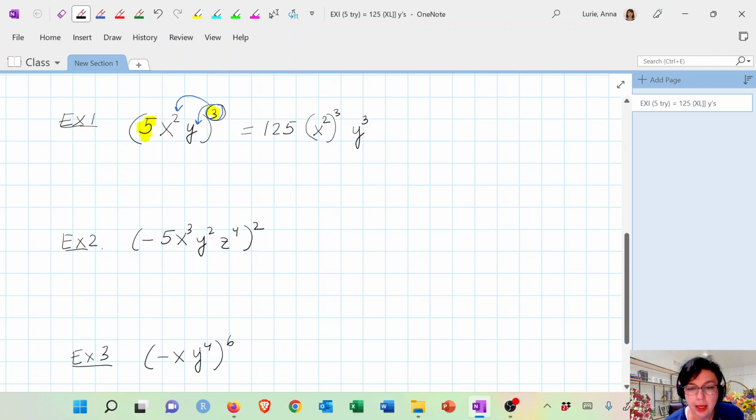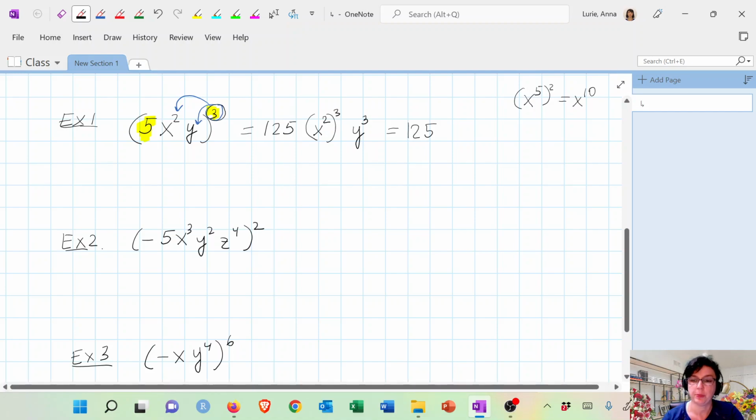Okay, and then I use a rule that you should have on your card, which looks like this. Let's say you have x to the power 5, for example, squared. What do you do with the powers? Well, you multiply them, so you get x to the power 10. So if you have this sort of example on your card, then you will know what to do if you see something like x squared cubed.